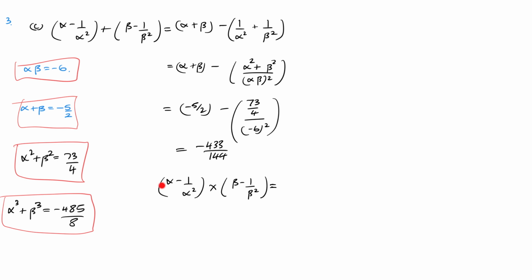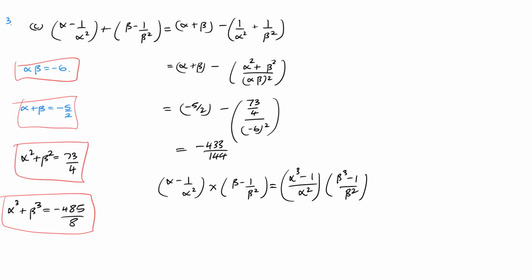Now with this one, I need to expand these, but before I do, it's easier to make each one a single fraction. So here we'd have alpha cubed minus 1 over alpha squared multiplied by beta cubed minus 1 over beta squared. So all I've done is make this a single fraction here and this a single fraction here. Now that makes my life a lot easier, because now all I need to do is multiply these two together.